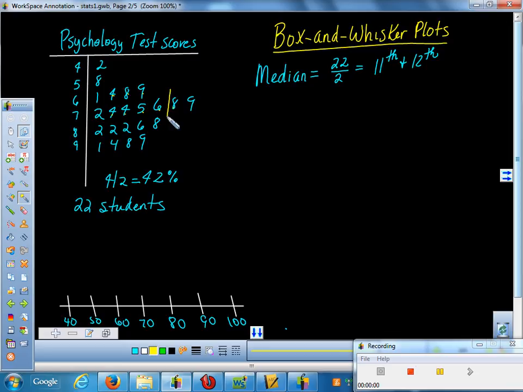Since it falls between 2 numbers, we must actually calculate it by averaging 76 and 78, which I'm sure you're already going, hey, that's 77. So we have a median of 77.